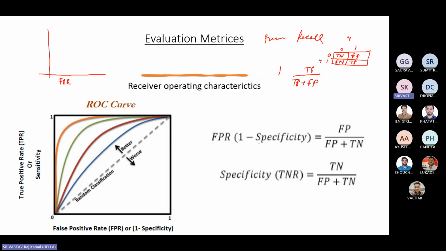FPR, let's try to understand this. It is false positive upon false positive plus true negative. So basically, predicted y equals 1 upon false positive plus true negative, which is actual 0.